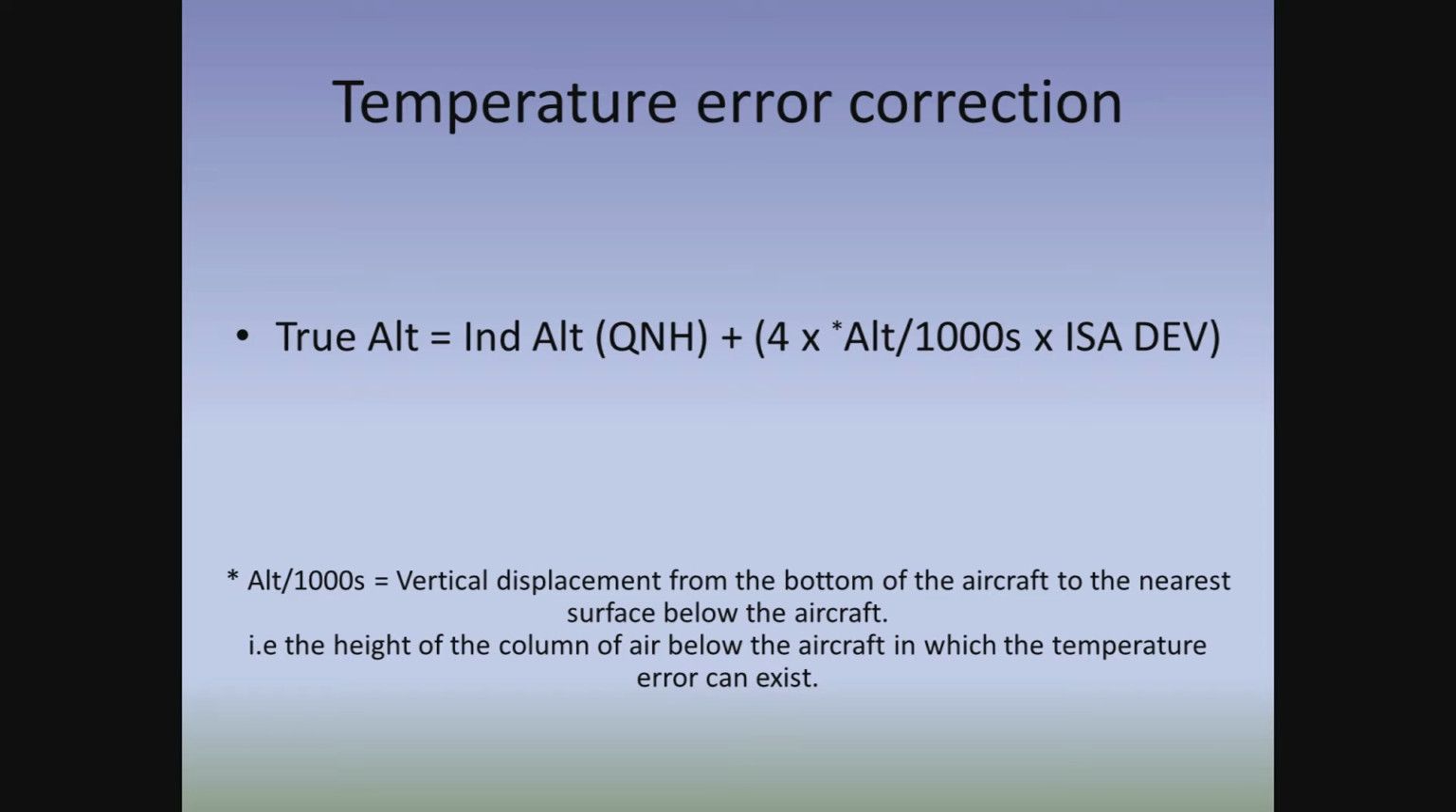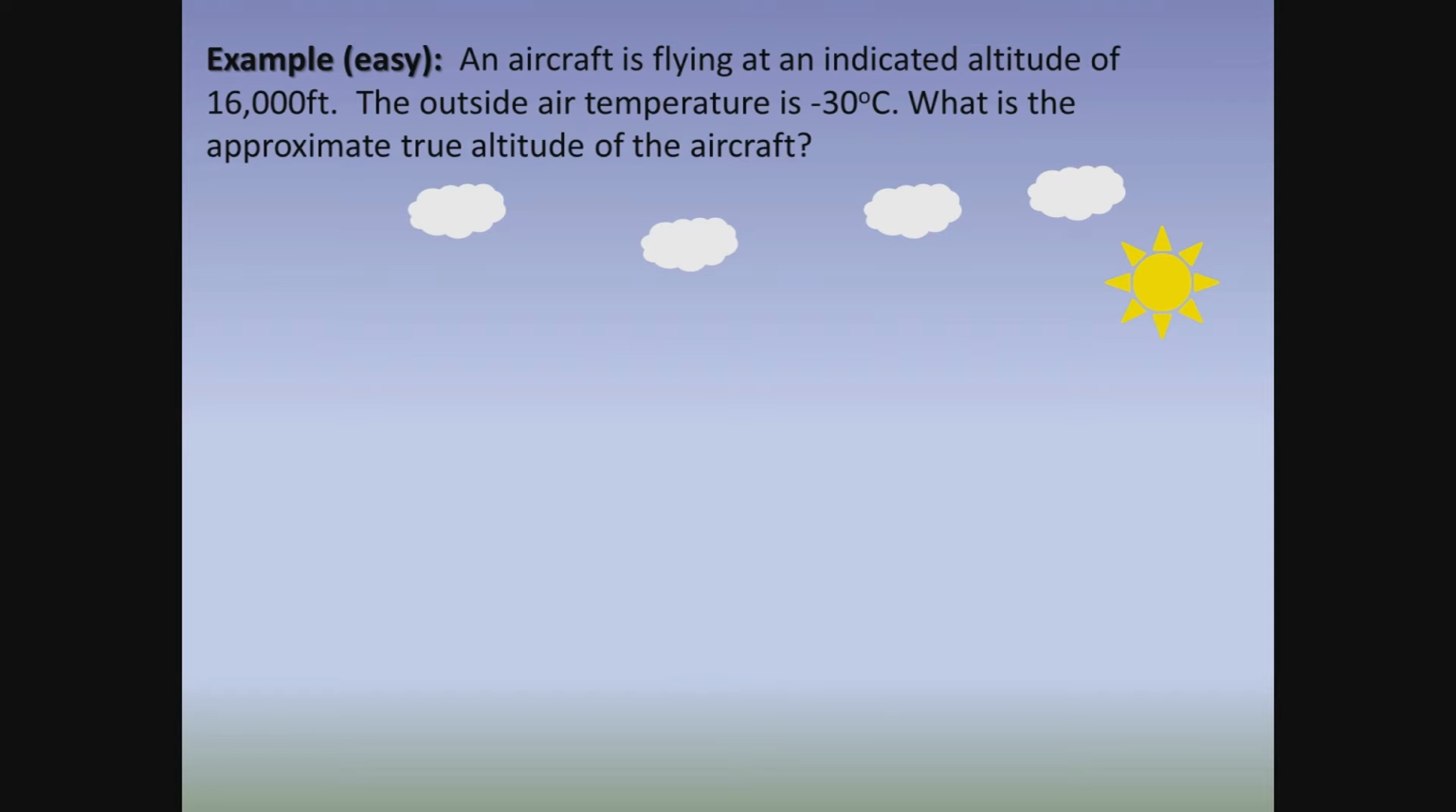Okay? So, let's look at 3 different examples, an easy, medium and a hard. So, an aircraft is flying at an indicated altitude of 16,000 feet. The outside air temperature is minus 30 degrees Celsius. What is the approximate true altitude of the aircraft?